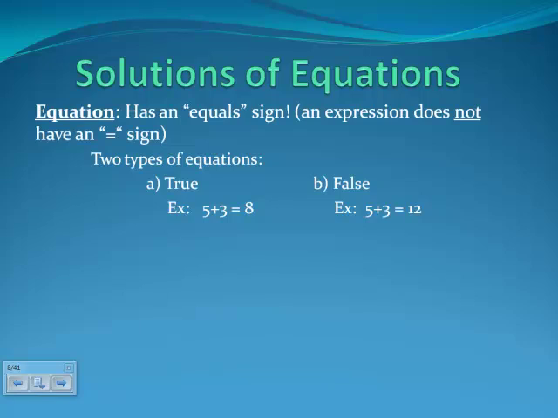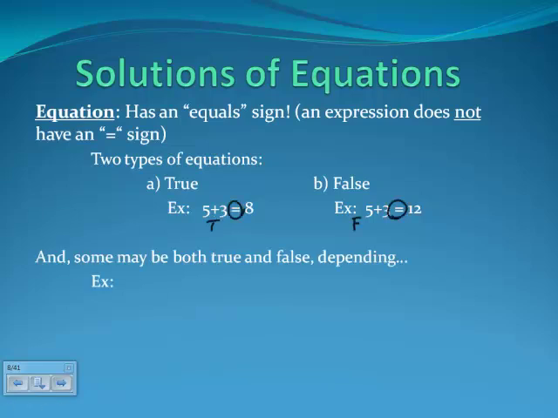There are true equations, like, for example, 5 plus 3 equals 8, and there are false equations. An example of that might be 5 plus 3 equals 12. Both of those are considered equations because they have an equal sign. So they're both equations, but one is true and the other is false. And some equations may be both true and false, depending.